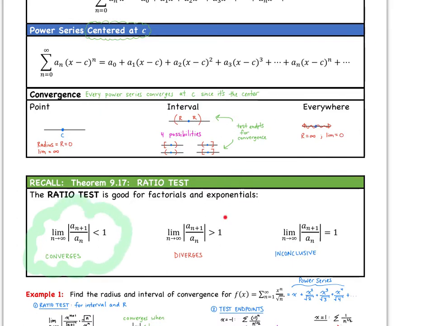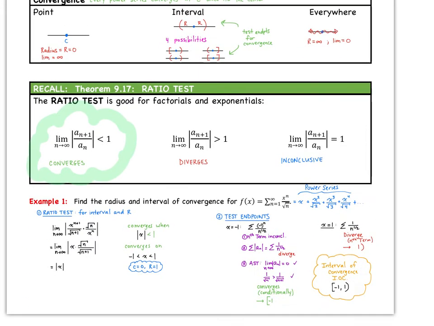Then just quick reminders. The ratio test, or our series, diverges when that limit is greater than 1. And if it equals 1, it's inconclusive. But like I said, we're really going to focus on this guy here, all right, to help us determine the interval that we're looking at, the center and the radius. So let's go to our first example, and we'll walk through it.